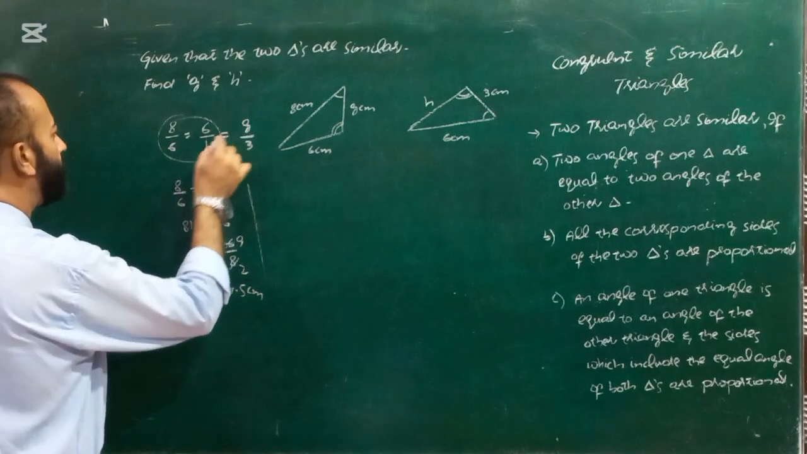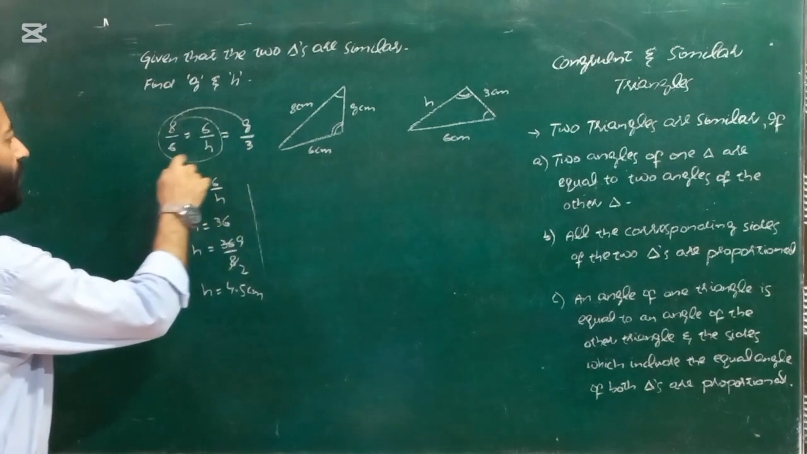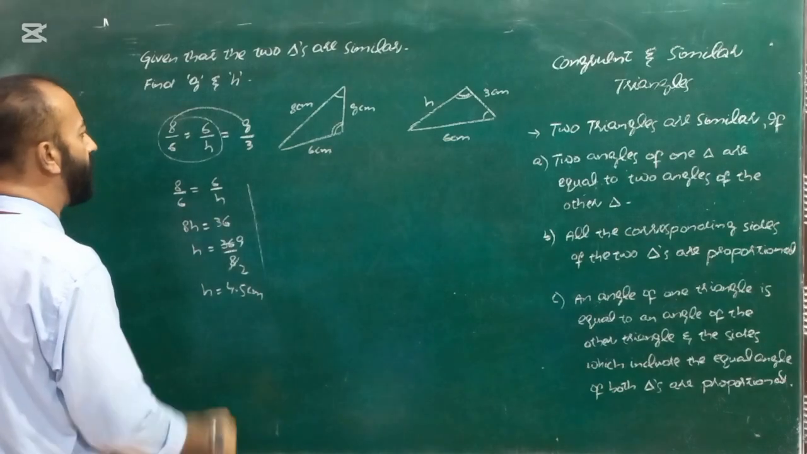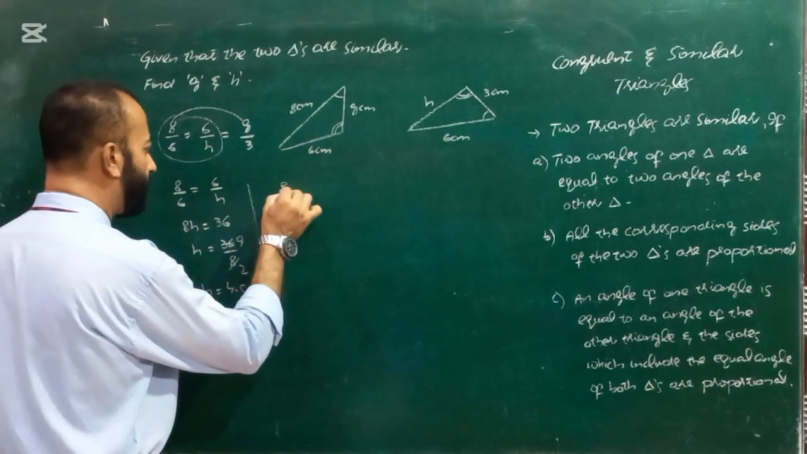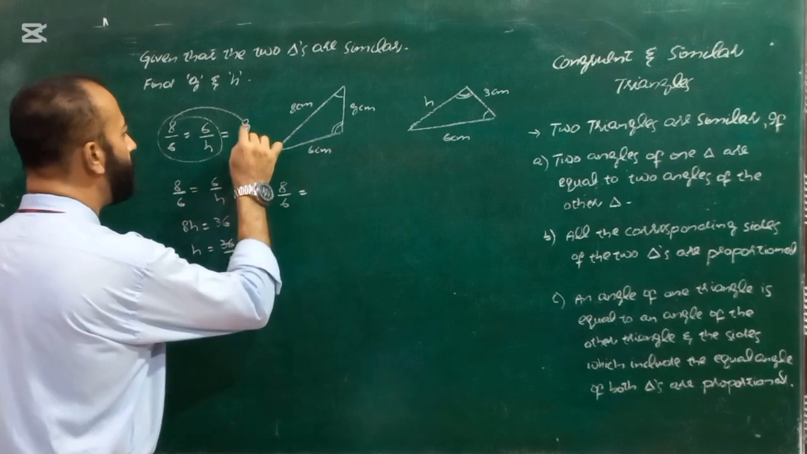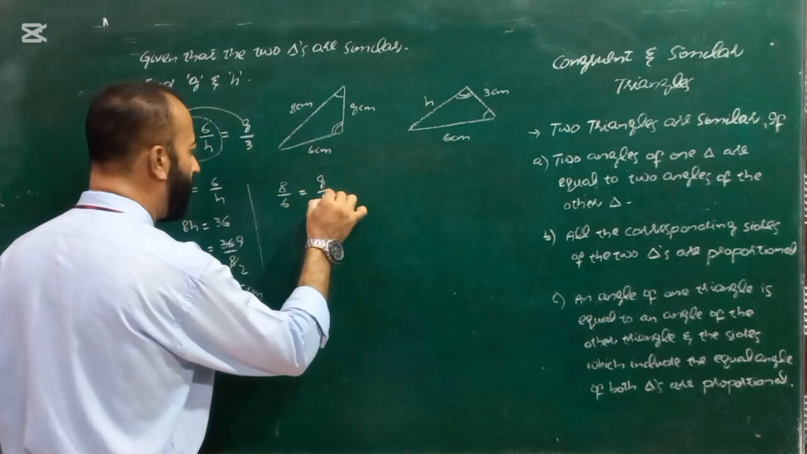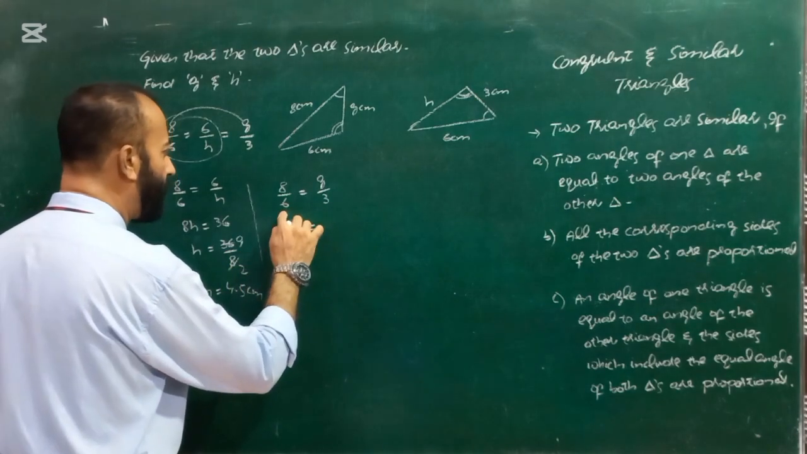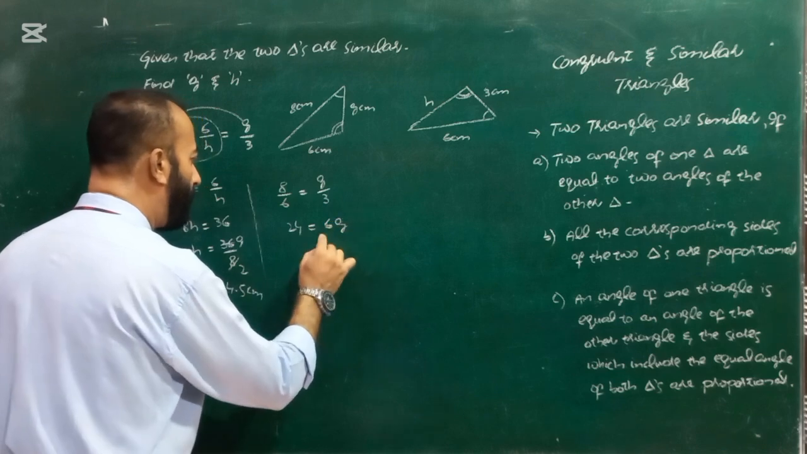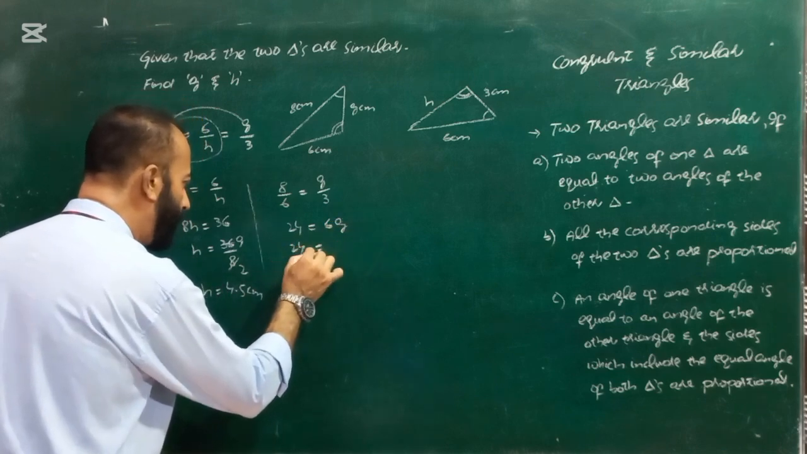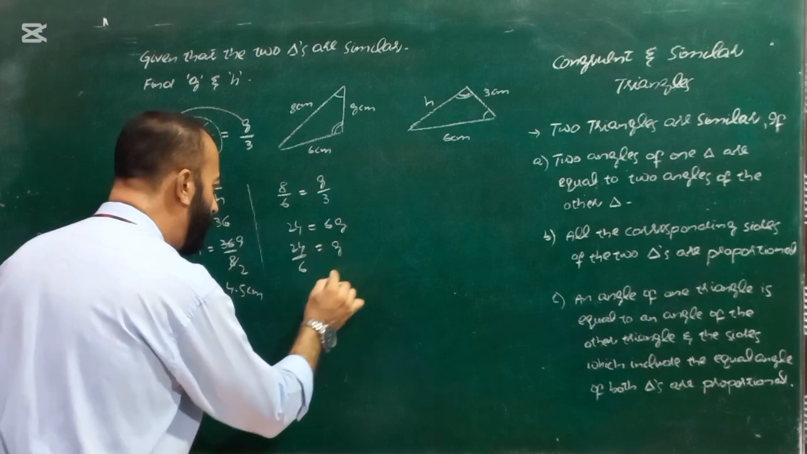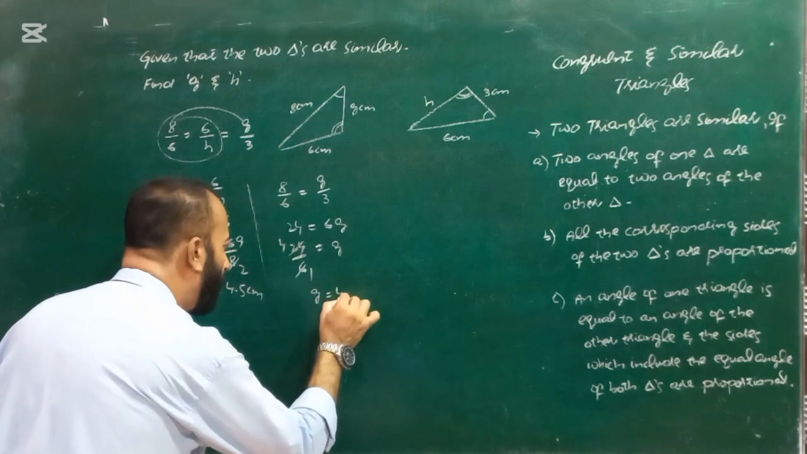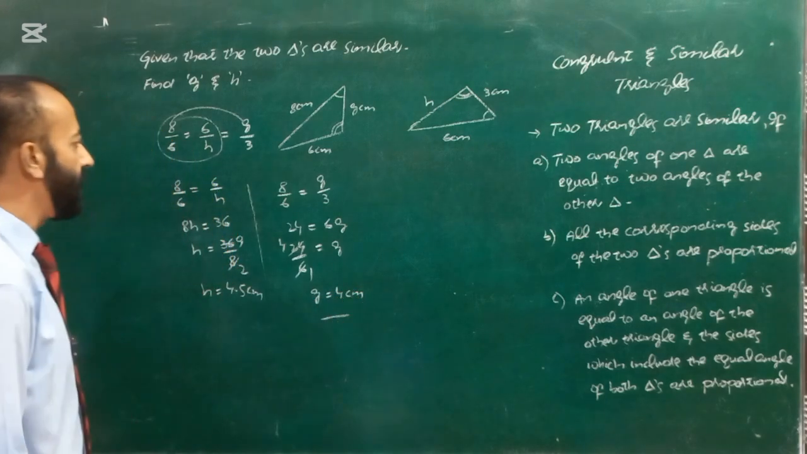Okay, now combining this factor and this factor. So 8 by 6, because all three values are equal, so that's why we can keep any two values equal. So 8 by 6 equal to g over 3. From here, cross multiplying the values, 8 threes are 24, and this 6g. From here, 6 will come to the right side, will be equal to g now. So 6 ones are 6 fours are. So g is equal to 4 centimeter. So this is the answer.